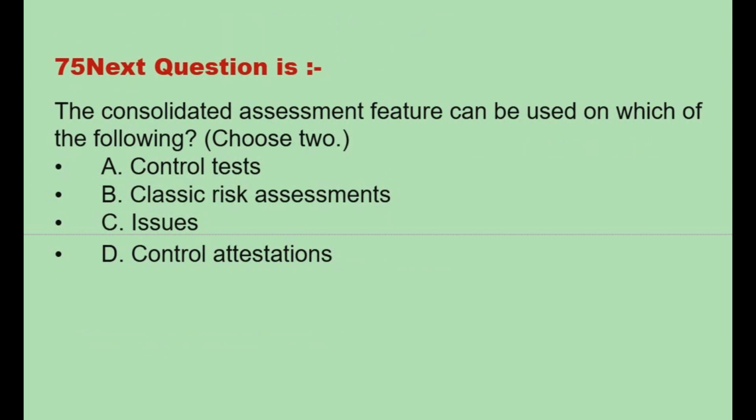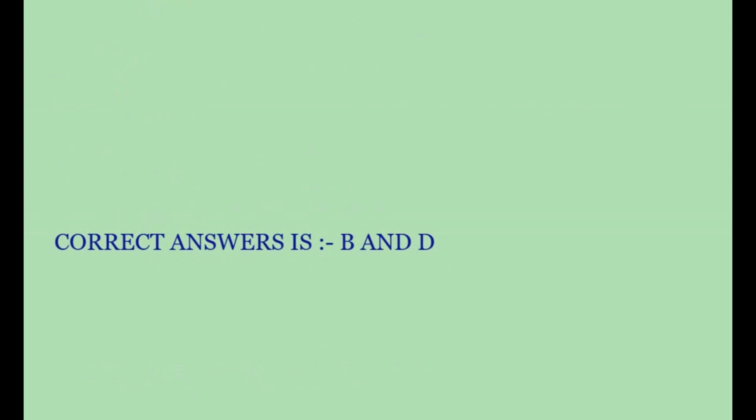Question is, the consolidated assessment feature can be used on which of the following? Choose two options. Option A, control tests. Option B, classic risk assessments. Option C, issues. Option D, control attestations. Correct answer is option B and option D.